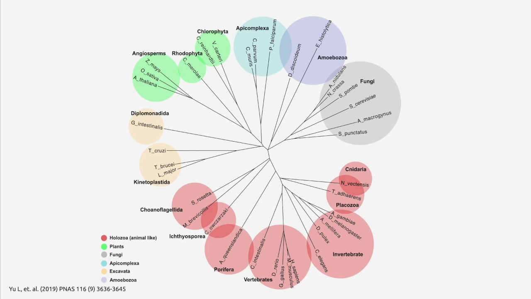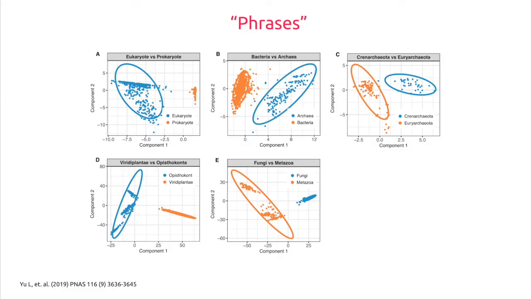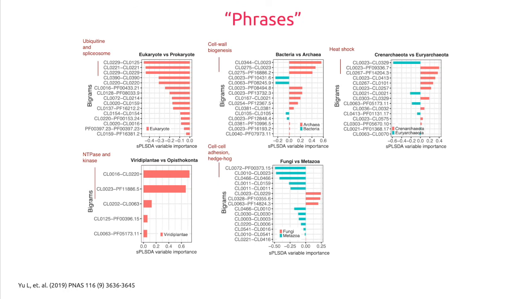So we created the tree for 38 eukaryotic genomes. The trees showed remarkable similarity to existing tree topology. We also used these bigram conditional probabilities to find bigram features or phrases that are most prominent in each major branch of life. The bigram features identified important functions in each subgroup, like eukaryotes and prokaryotes are defined by the ubiquitin and spliceosome, the quintessential features of eukaryotes.